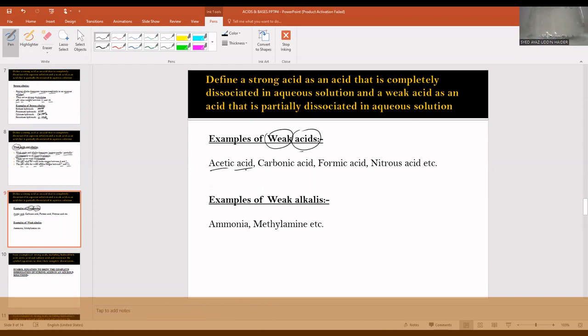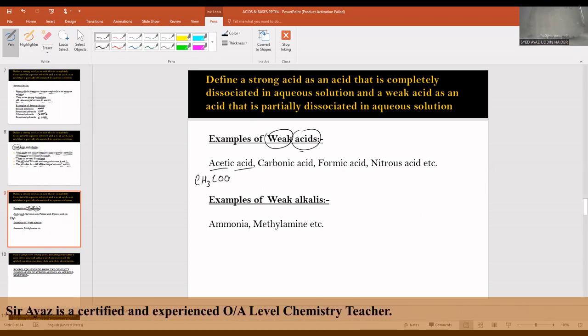Acetic acid, it's an organic acid. The formula will be CH3COOH. What are organic acids? Organic acids are organic compounds.